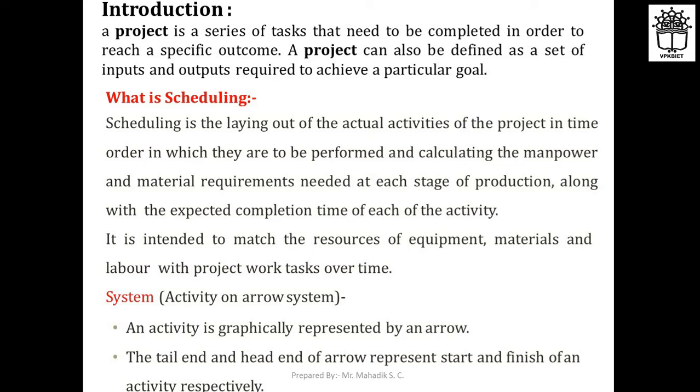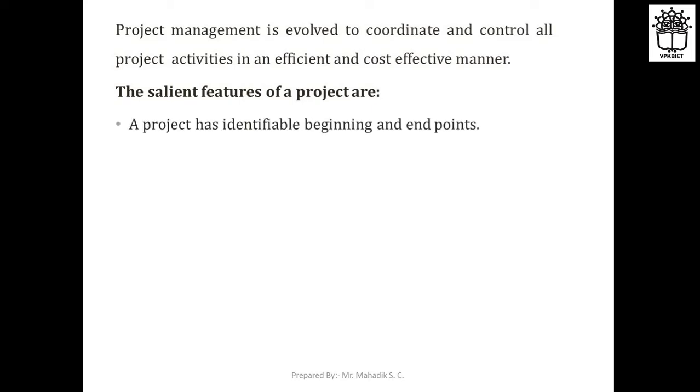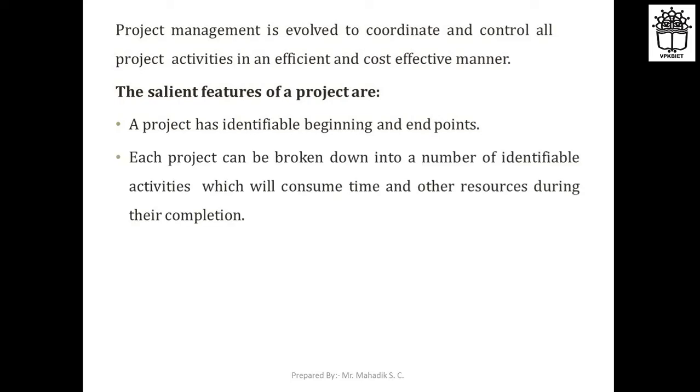An activity is graphically represented by an arrow. The tail end and head end of the arrow represent the start and finish of an activity respectively. Project management has evolved to coordinate and control all the project activities in an efficient and cost effective manner. The salient features of a project are that it has identifiable beginning and end points. Each project can be broken down into a number of identifiable activities which will consume time and other resources during their completion.